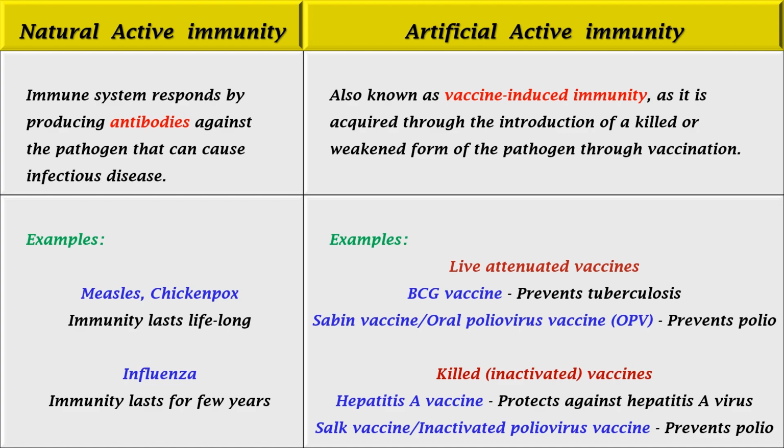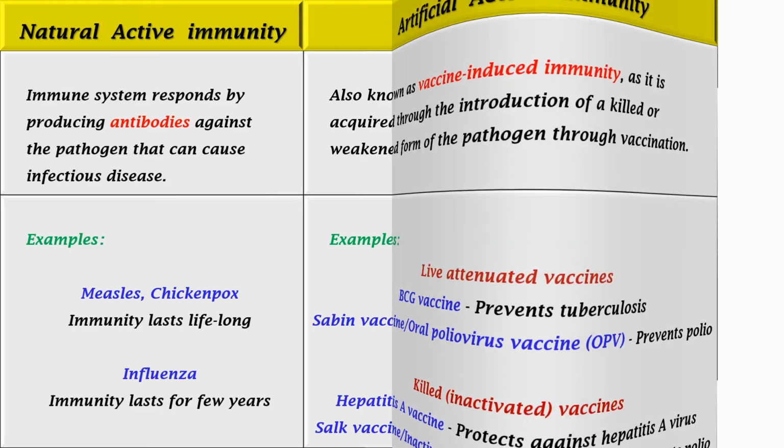Another type of vaccines are killed or inactivated vaccines. Examples include the hepatitis A vaccine that protects against the hepatitis A virus, and the Salk vaccine that prevents polio.